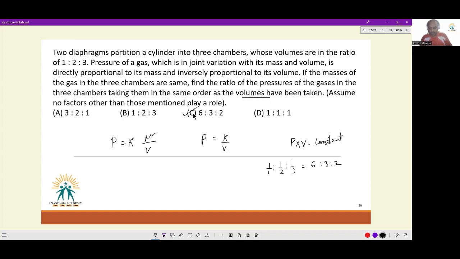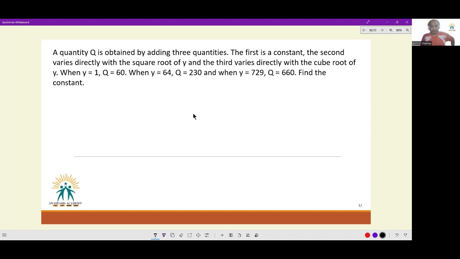This is a very, very long question for a very, very basic idea. But then you need to have a strong hold over conceptual understanding of ratio in order to arrive at the answer here reasonably quick. Next question.